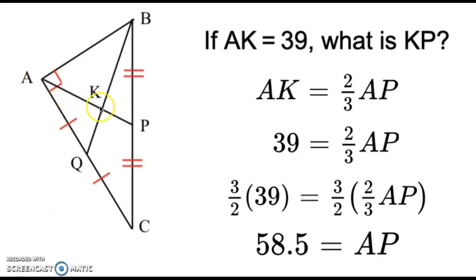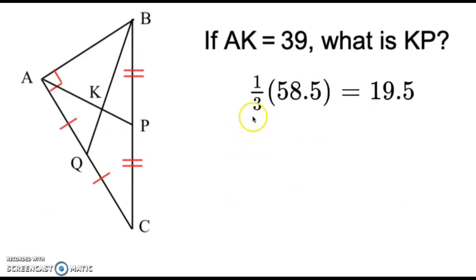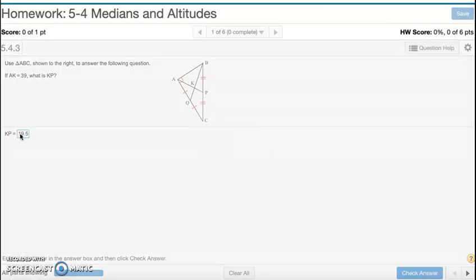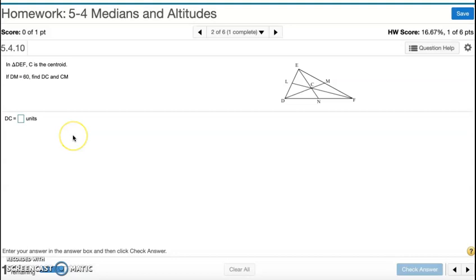So if AK is 2/3 the length of AP, KP must be 1/3 of it, because 2/3 plus 1/3 gives you the whole. So multiplying 1/3 times 58.5 to give us 1/3 of that, I get 19.5, and that's the length of KP. So 19.5, and that's number 1.